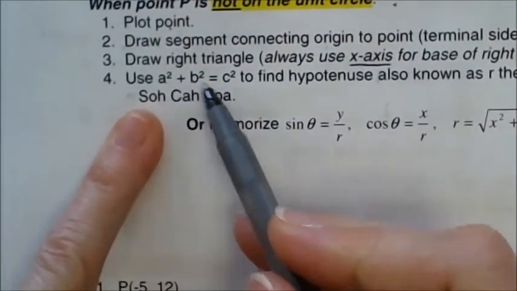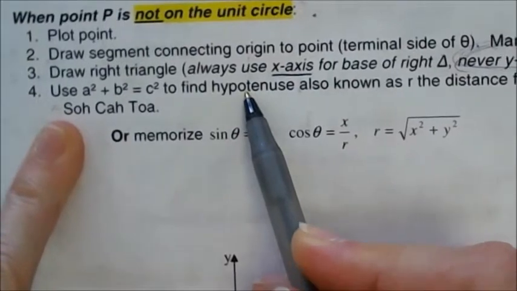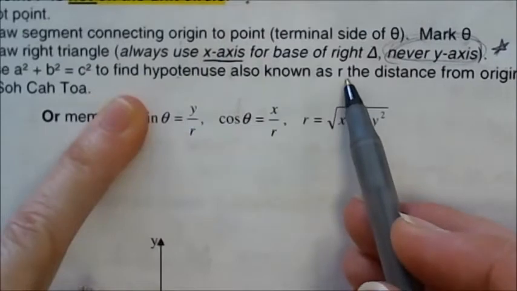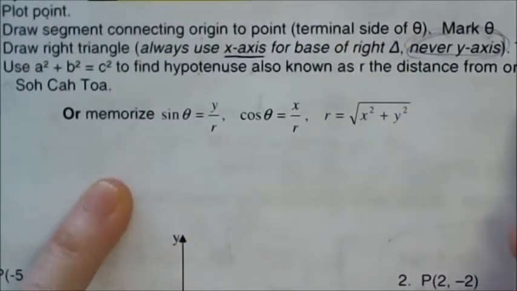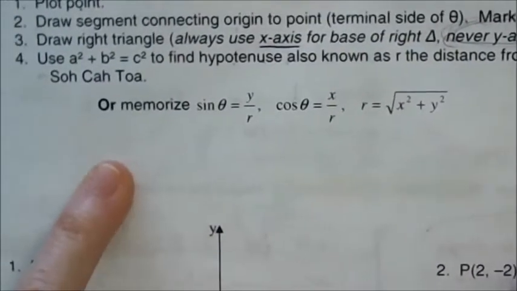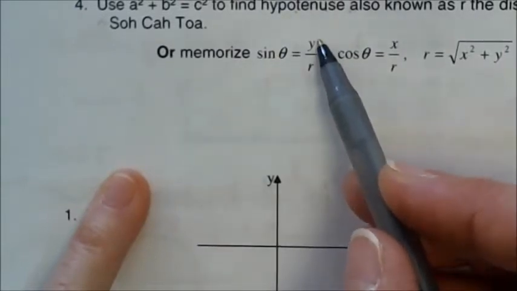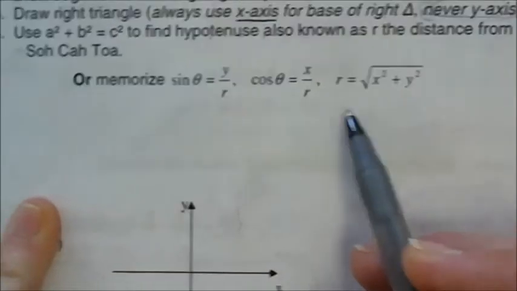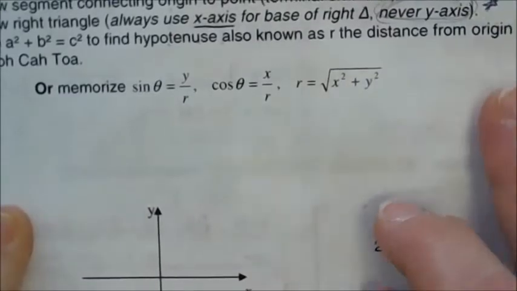Then we're going to use the Pythagorean theorem to find the hypotenuse, because we won't know what that is immediately. The hypotenuse is also known as the distance from the origin to the point. So the distance formula is going to be used. And then you're going to use SOHCAHTOA. Sine is the y value, opposite over hypotenuse. Cosine is adjacent over hypotenuse. And this r value we can figure out using the Pythagorean theorem, a squared plus b squared equals c squared.